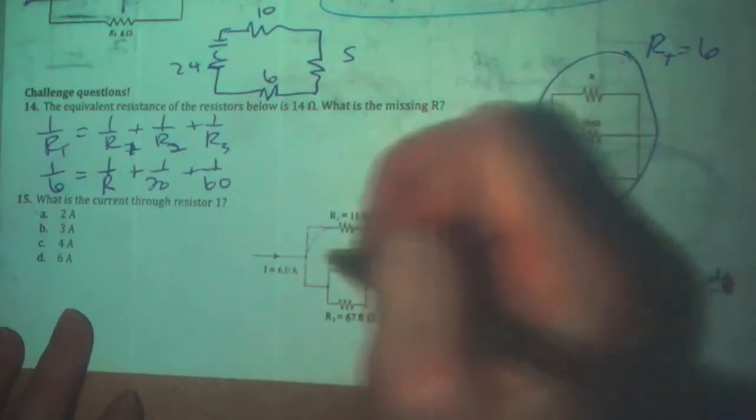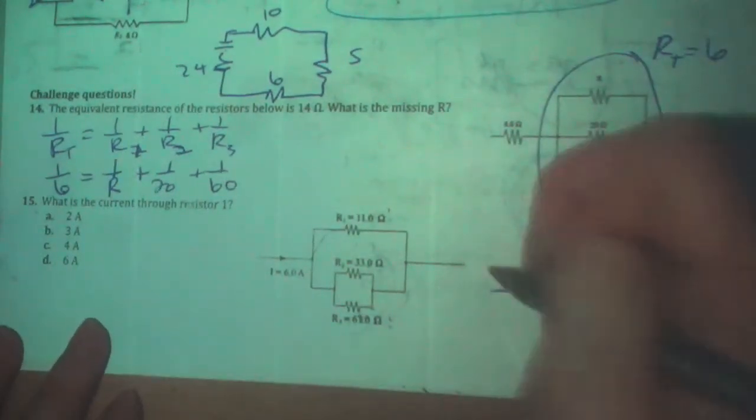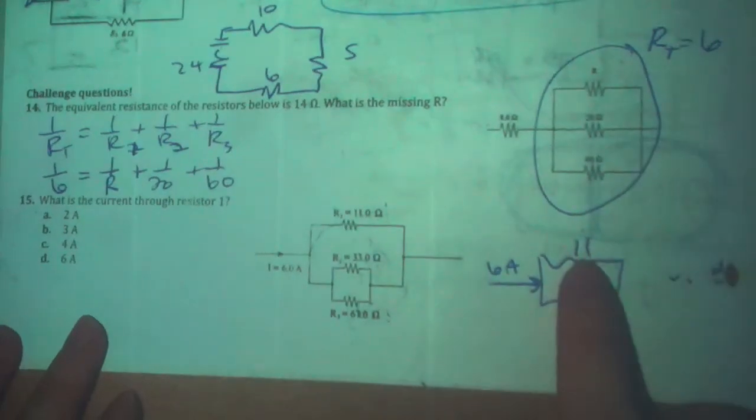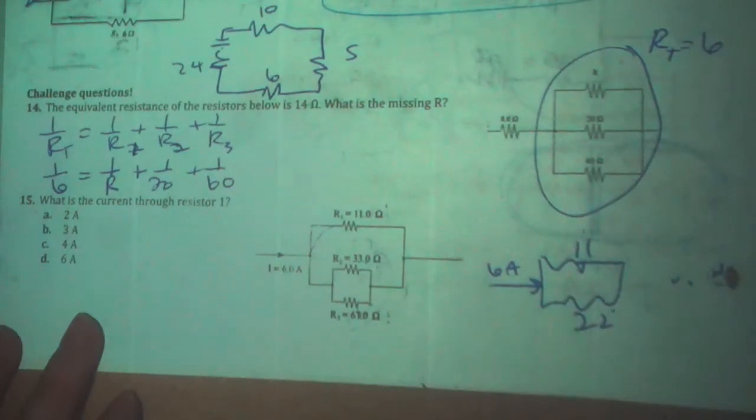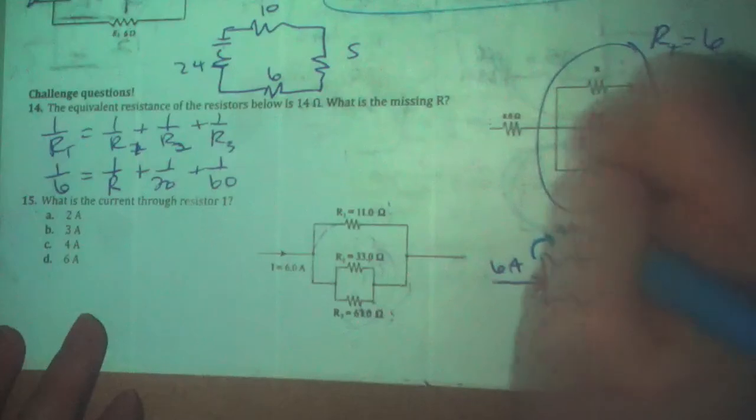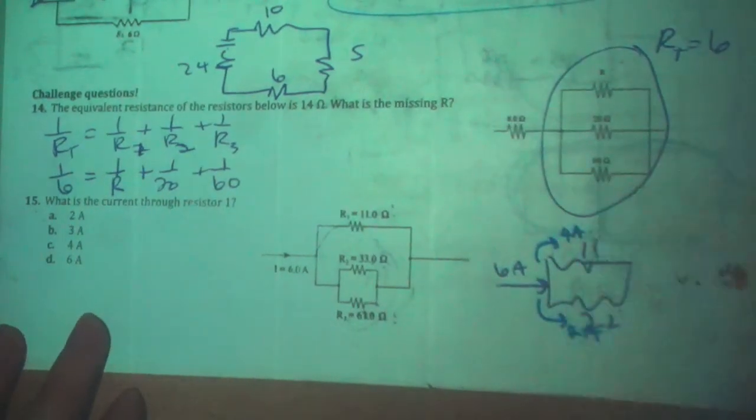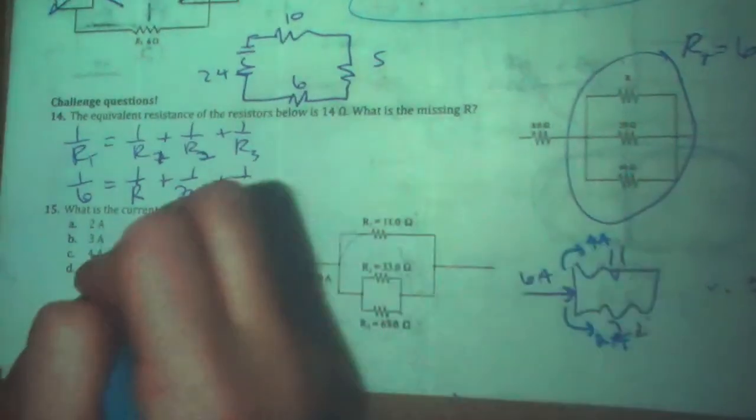If you have 6 amps coming in here, this is going to get twice as much current as this one, so that means you get 4 amps right here and 2 amps here. So then the 11 ohm, or the 1 resistor, is going to get 4 amps.